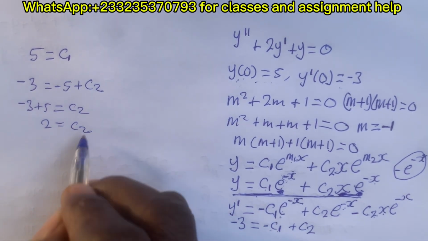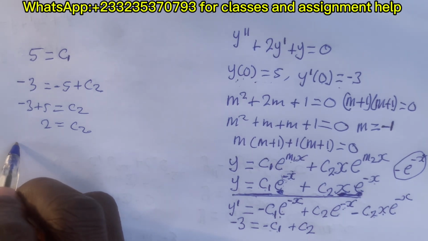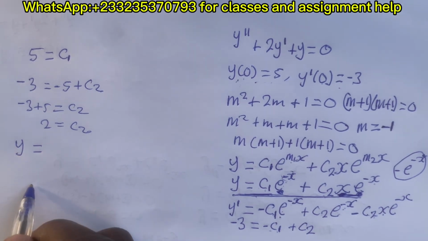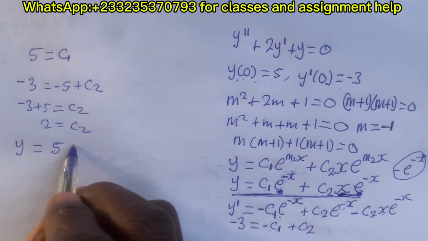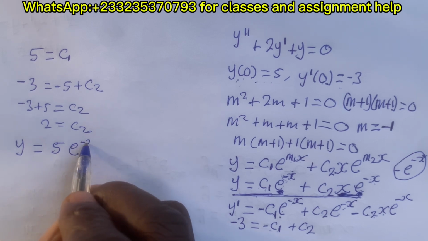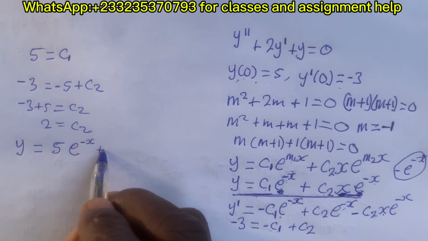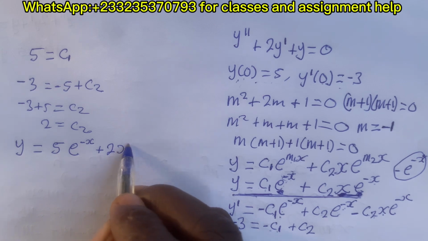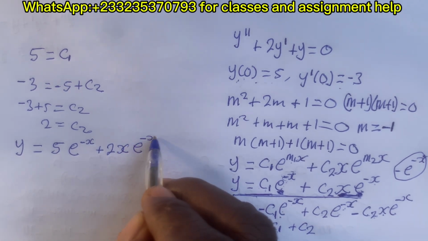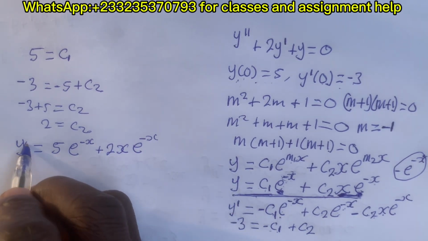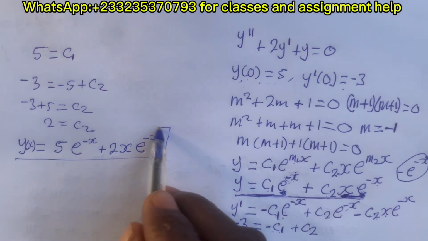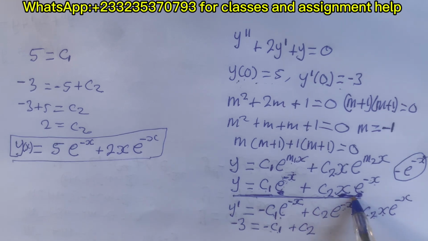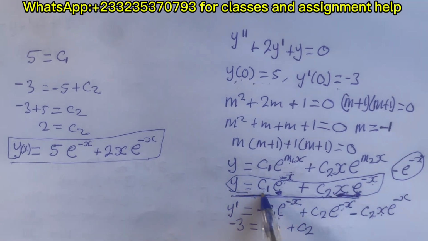2 equal c2. So we write the particular solution y to be equal to c1, which is 5 rather, 5 e power negative x plus c2, which is 2, times x e power negative x. Here we can bring our y of x in a very simple way. So this is the particular solution, and this is the general solution.